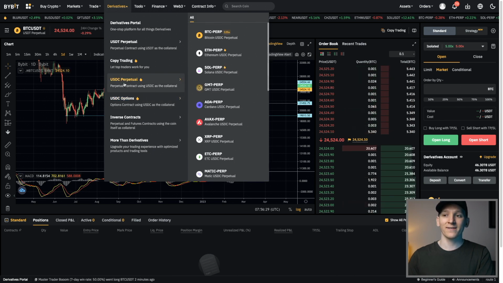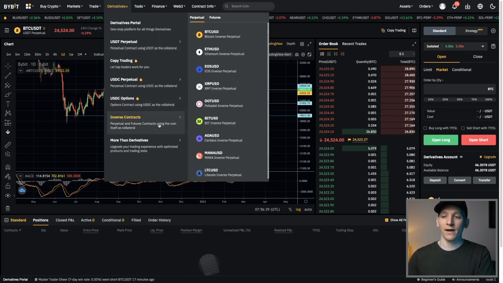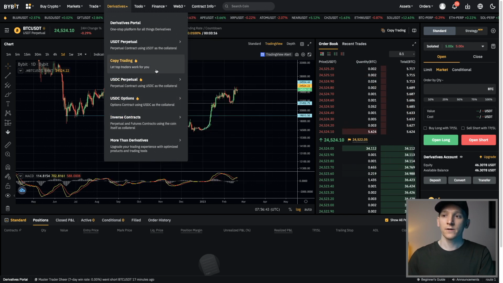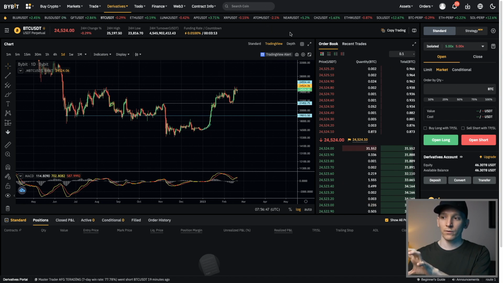And then USDC perpetual. So you can use USDC, which is USD coin. It's a stable coin, very trusted, very large, or USDT, just two different options right here. And then as you can see, inverse contracts, which is slightly different, which I'll get onto later. So just click one of these. We're going to click BTC USDT, and then that takes us through to this main page.